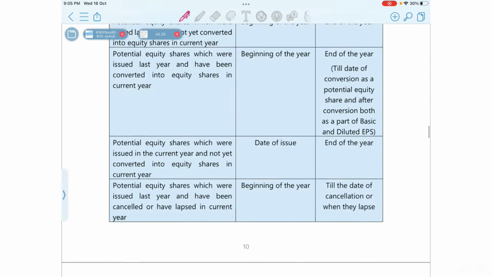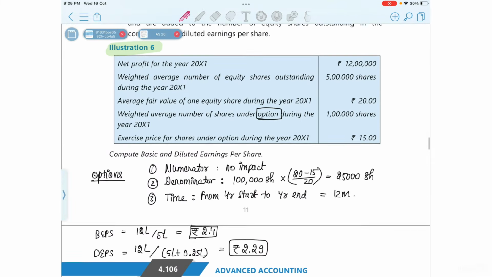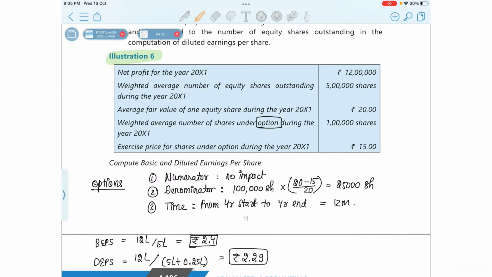Okay. Now moving on to the next illustration, which is illustration number 6. In illustration number 6, you have to again find out basic and diluted. Here, in the last question, it was convertible debenture. In this question, it is going to be options. Okay.